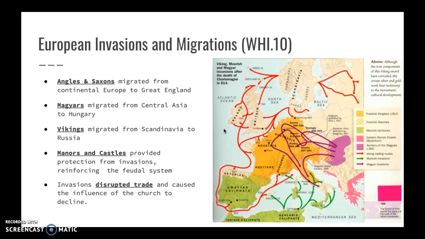So those feudal societies that were protected by the knights, and they were kind of small, allowed for people to be protected. This also disrupted trade, and so many of these manors became self-sufficient as they were trying to stay kind of in their own area.